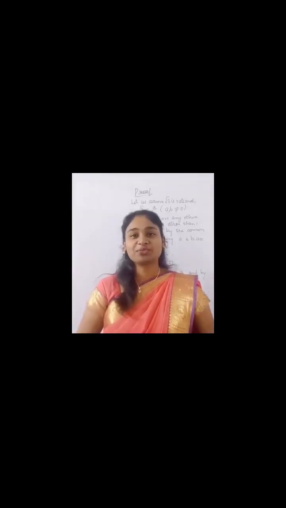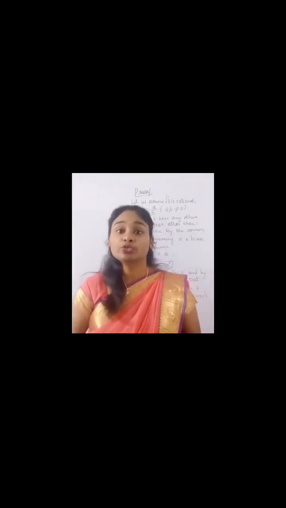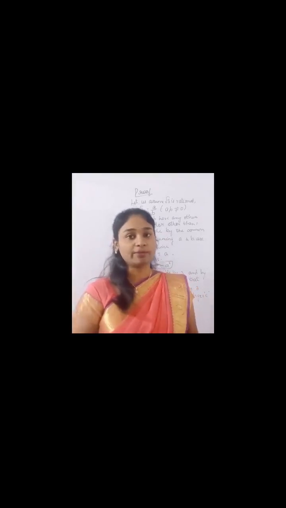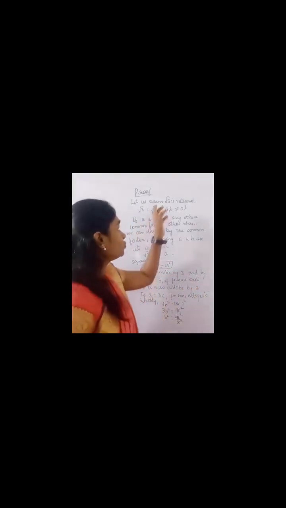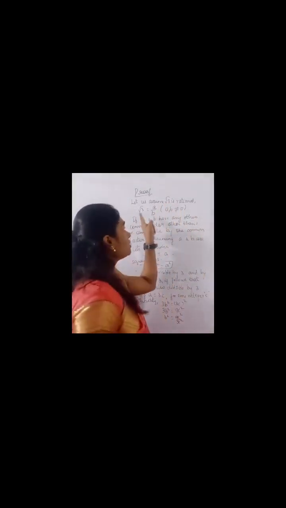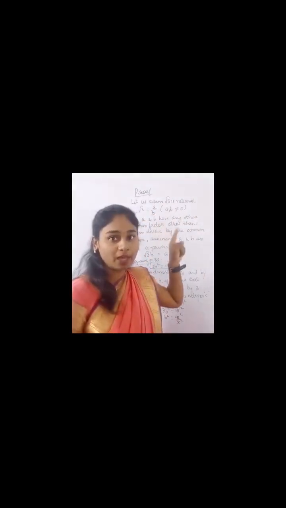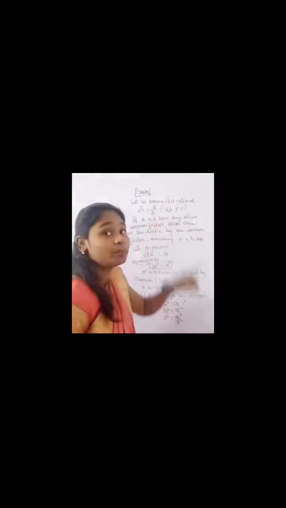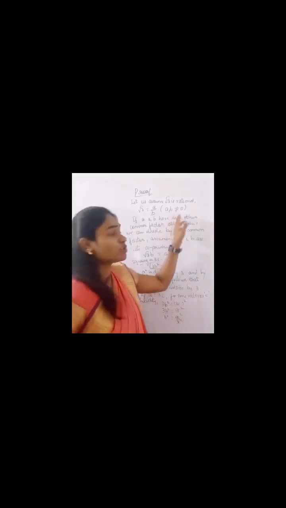Let us solve example number 5 of real numbers. We have to prove that root 3 is an irrational number. First of all, we will have to assume that root 3 is a rational number. If it is a rational number, it can be put in the form of a by b or in fraction, where a and b are not equal to 0 and they are positive integers.